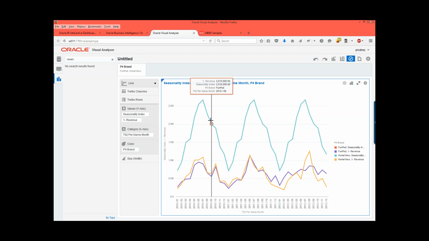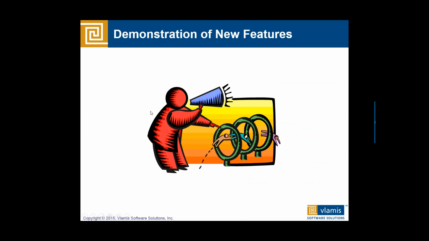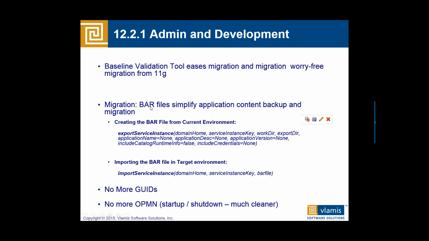As I mentioned, the Visual Analyzer capabilities, or especially if you look at the Data Visualization Cloud Service demo, you'll see a lot of that. Let me go through a couple more things in here. In the admin and development area, the Baseline Validation Tool helps ease the migration and provides better migration from 11G.